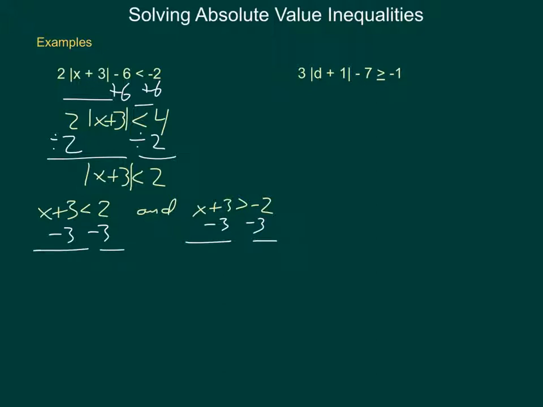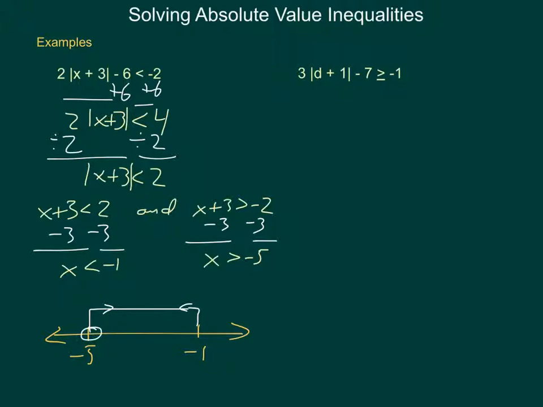Leaves me with x is less than negative 1 and x is greater than negative 5. So, getting out my number line, negative 5, negative 1. I want to be less than negative 1, greater than negative 5. So I get what's in between here with open circles on my points on the number line.